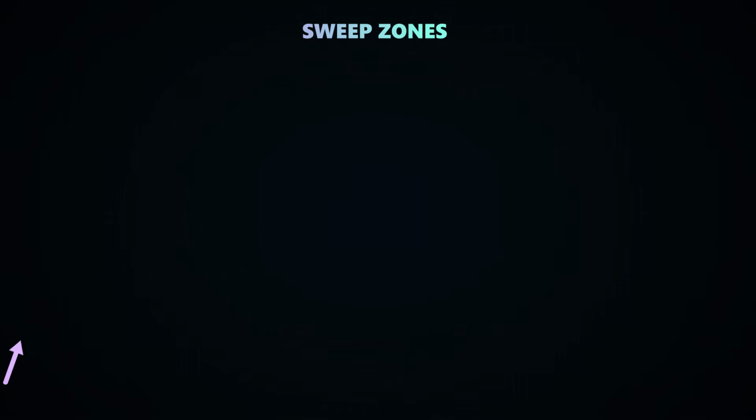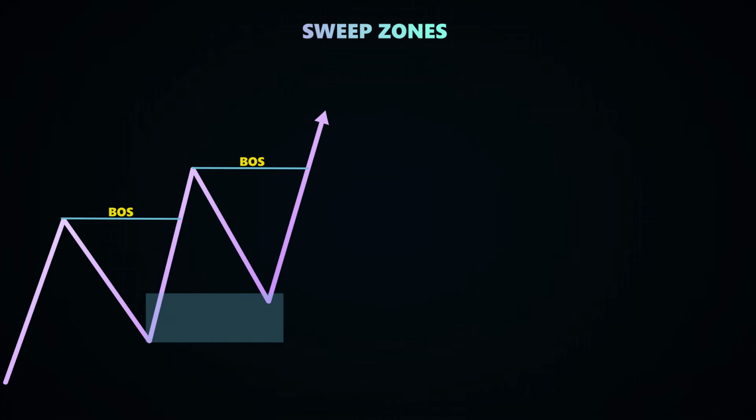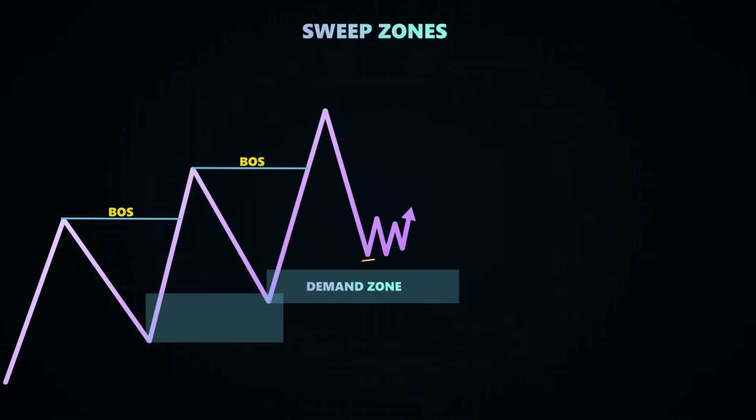Let's break down sweep zones with a simple example. This is a powerful way to spot where the big players are making their moves. Imagine price is trending up, but during a pullback you notice a series of equal lows. This is important. Why? Because those equal lows are where traders are placing their stop losses. And we know that stop losses are just sell orders waiting to be triggered.